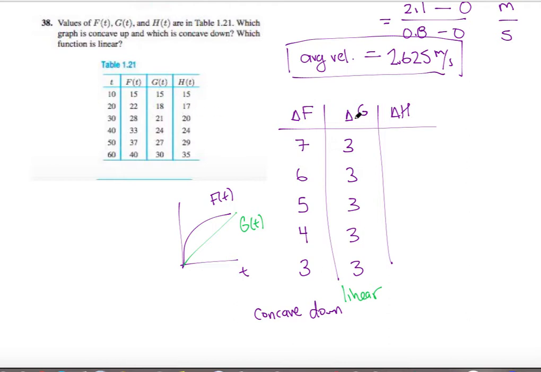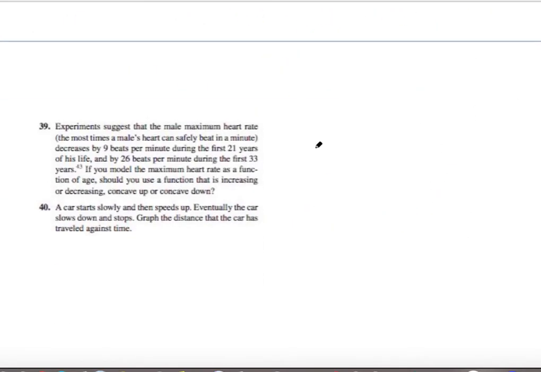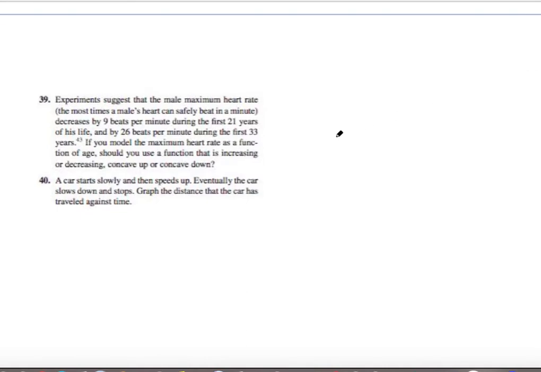Then, for my final h, I increase by 2 for the first 10 seconds, increase by 3, 4, 5, 6. So what would that look like? Well, it would look something like this, which is my h of t. So this would be concave up. And that's all there is to this homework. So, moving on to our final two problems.